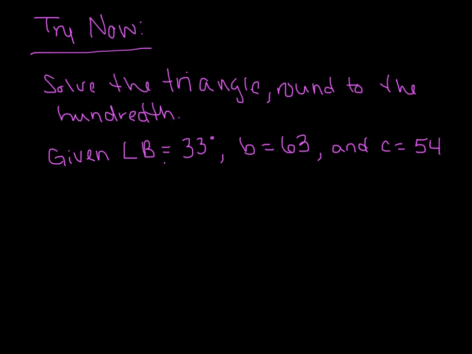I want you to solve the triangle, meaning solve for all the missing sides and angles. Given angle B is 33 degrees, side B is 63, and side C is 54. So you need to find angle C, angle A, and side A. And then bring it to class tomorrow and I'll check it.